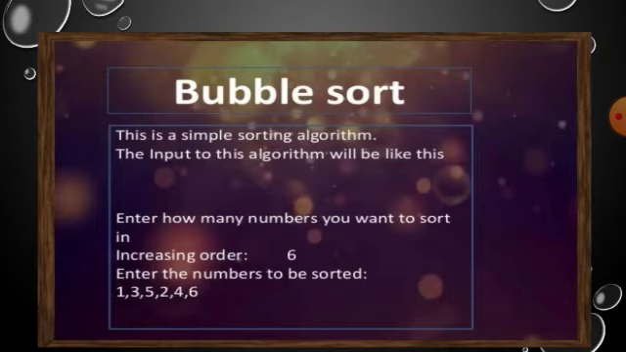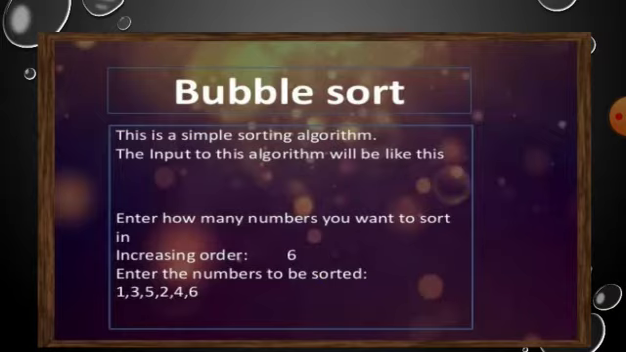So what is bubble sorting? We sort the numbers either in increasing or decreasing order. The algorithm will be like this: enter how many numbers you want to sort, in increasing order or in decreasing order. Here the input is in increasing order, and we enter the numbers to be sorted.